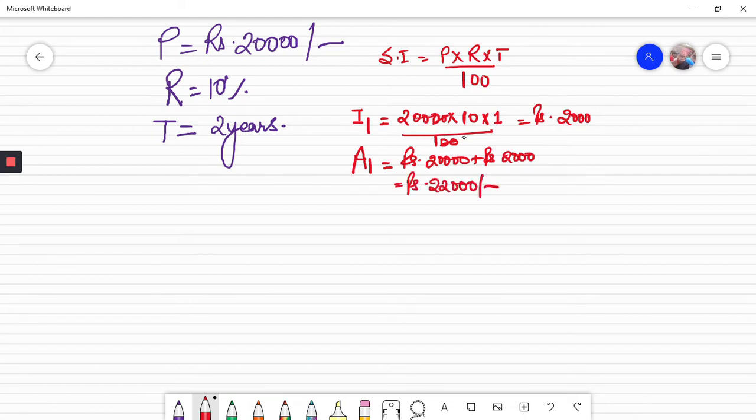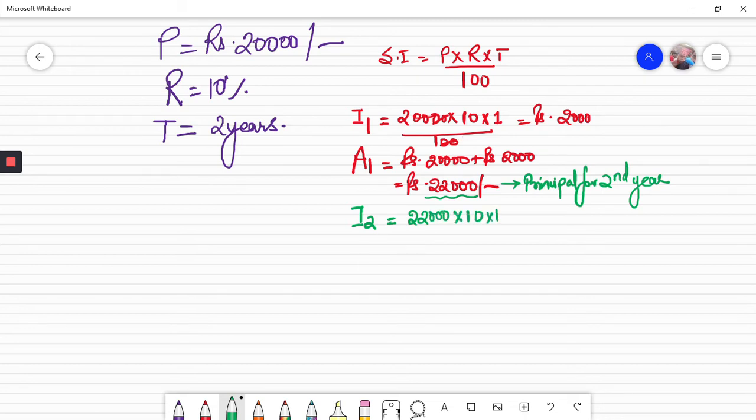Next, we will be doing the same sort of calculations for the next year. So interest for the second year will be equal to, now this particular value will be the principal for the second year. So substituting the values, this is 22,000 into 10 into 1 upon 100. Do the necessary calculations. So 2 zeros will be cancelled. So it is rupees 220 into 10, that is 2,200.